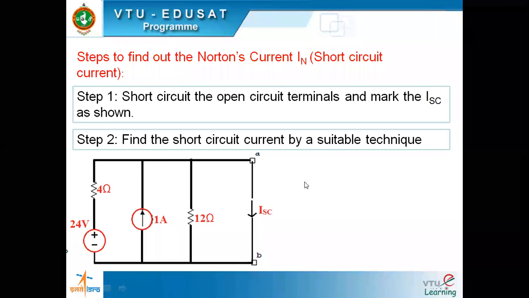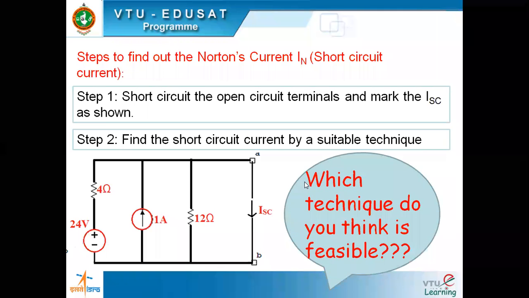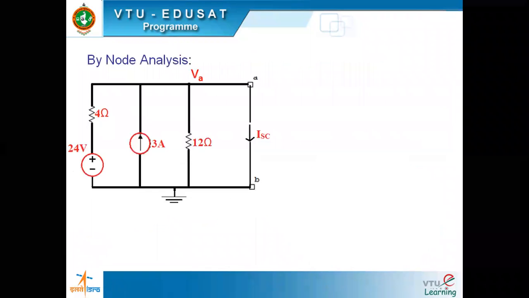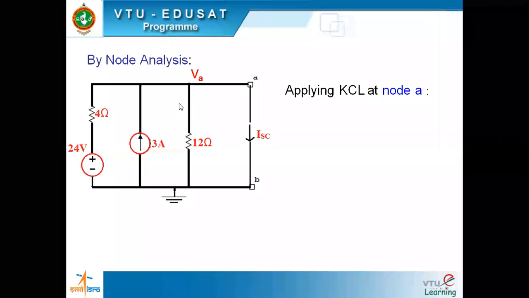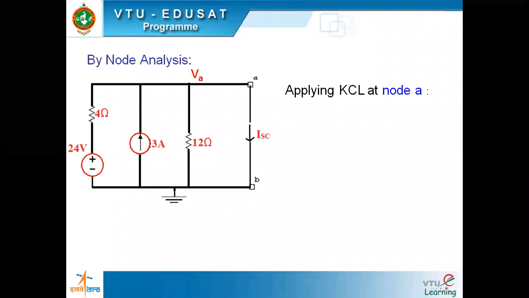So which technique is being used? Which technique do you think is feasible? With the explanation that we have seen, node analysis is what is feasible here. So by node analysis, since it is terminal A, we have marked the voltage as VA. Everybody is okay with that? So applying KCL at node A. Everybody do that yourselves now. Apply KCL, go on applying.